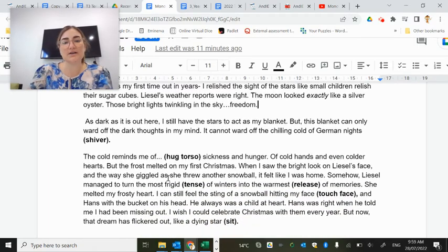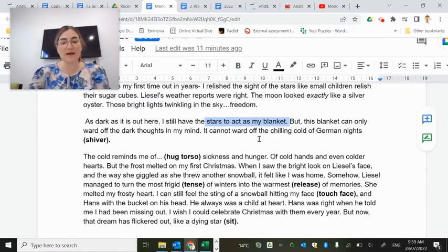"As dark as it is out here, I still have the stars to act as my blanket." So again, bringing up stars and the fact that stars remind him of home, of simpler times with his family, and they remind him of safety and comfort.